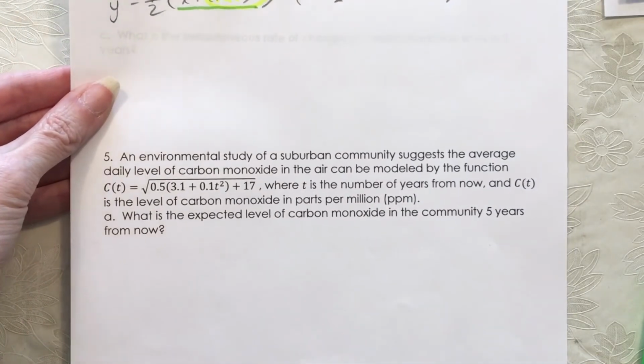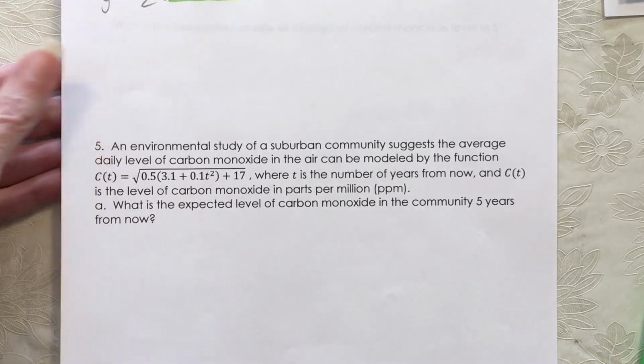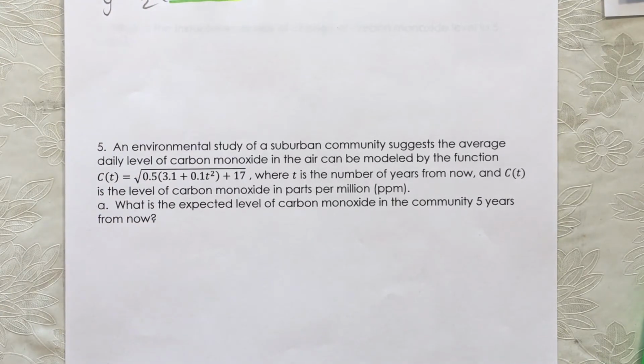Now we're going to do a word problem that involves using the chain rule. An environmental study of a suburban community suggests the average daily level of carbon monoxide in the air can be modeled by the function c at t equals the square root of 0.5 times (3.1 plus 0.1 t squared) plus 17, where t is the number of years from now and c at t is the level of carbon monoxide in parts per million, or ppm. A says, what is the expected level of carbon monoxide in the community 5 years from now?